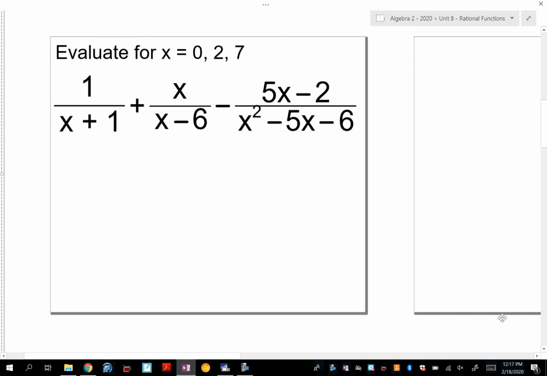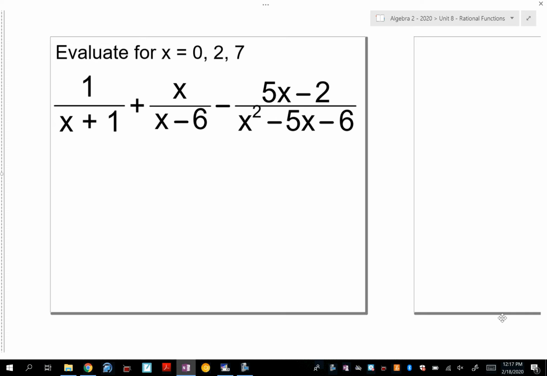Okay, so at this point, all the students in the class have picked either 0, 2, or 7, and they've evaluated this expression with those numbers. All right? So I'm here to show you why we're going to do all this work. It's going to feel like a lot. It is. But you're going to see, hopefully, at the end of this, why we're going to do this.